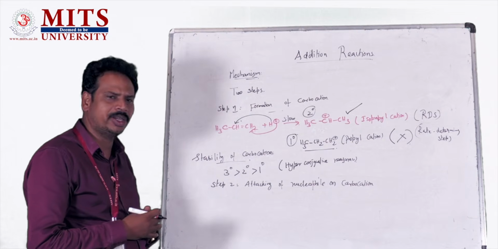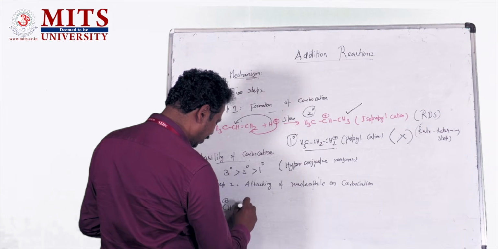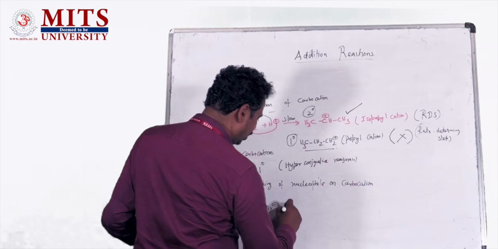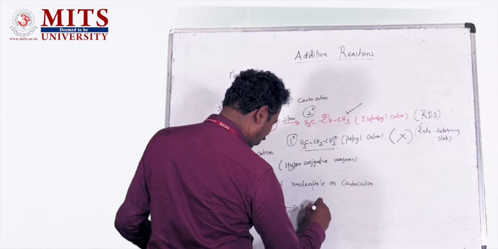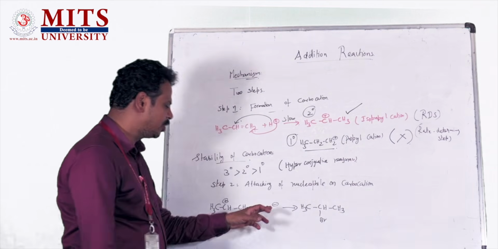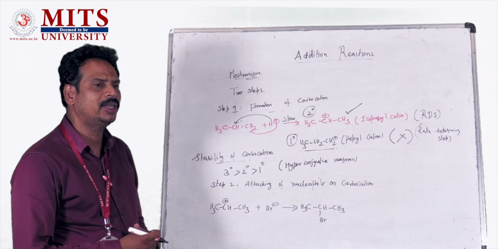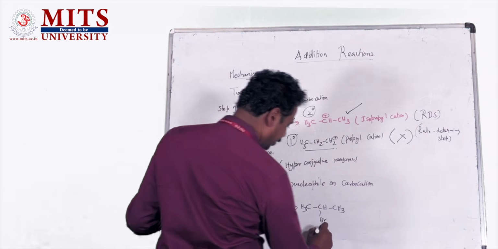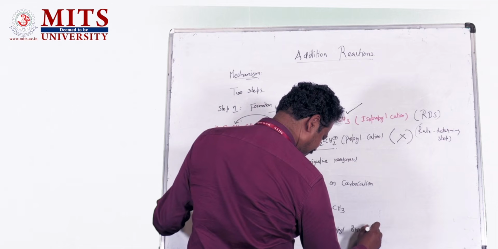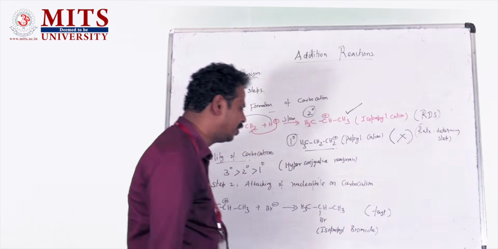And once this carbocation is formed, step 2 is obviously the attack of the nucleophile, the Br minus, on this particular carbocation, and then we will be able to obtain the product. So the Br minus attacks the isopropyl cation, and we will obtain isopropyl bromide. So step 2 is the fastest step. I hope you understand.